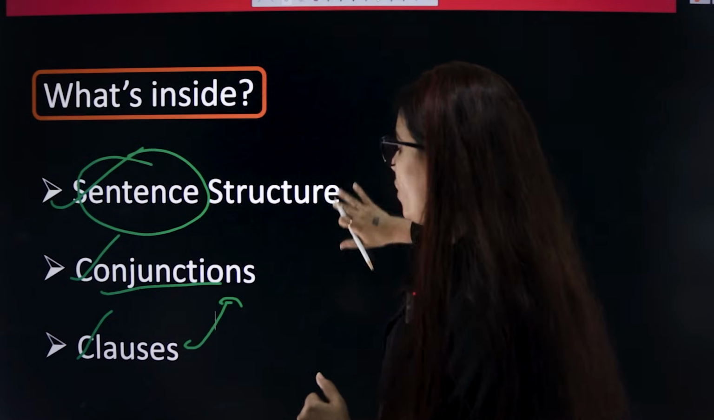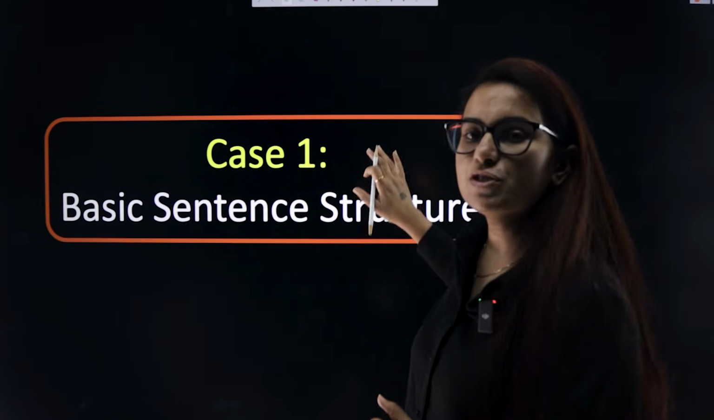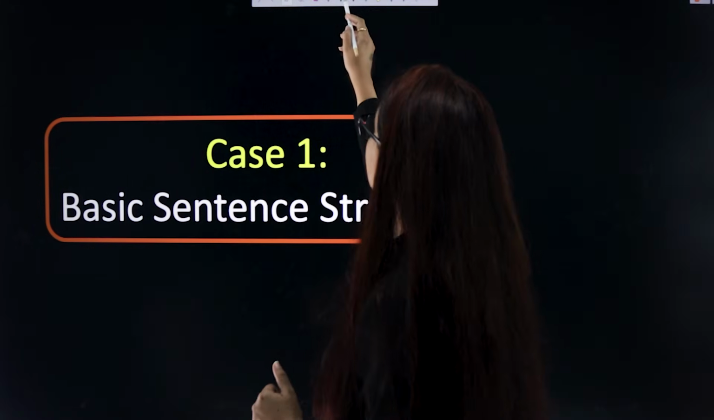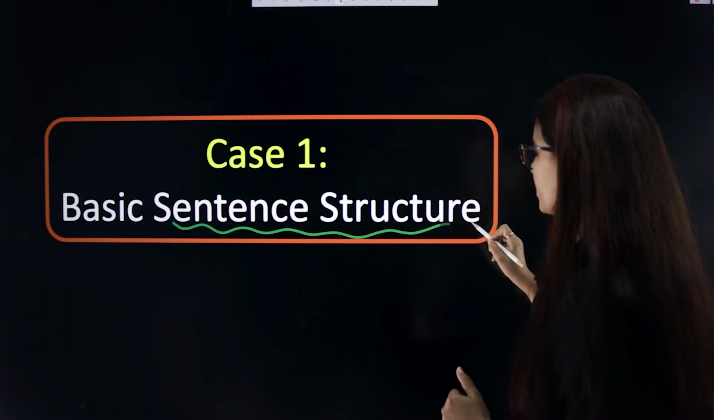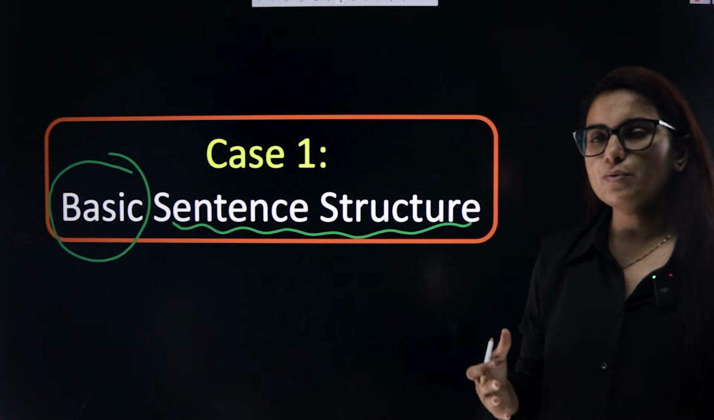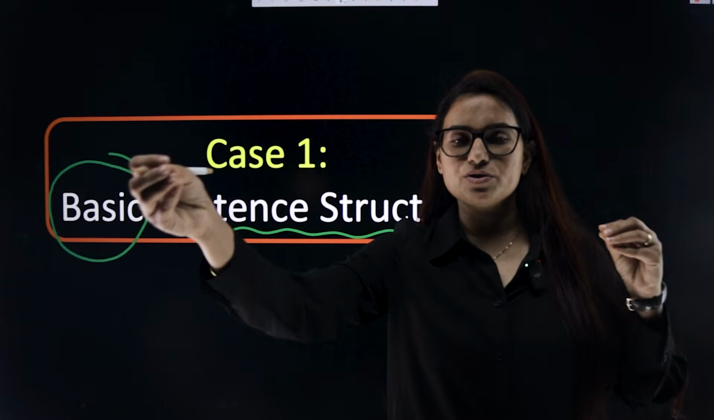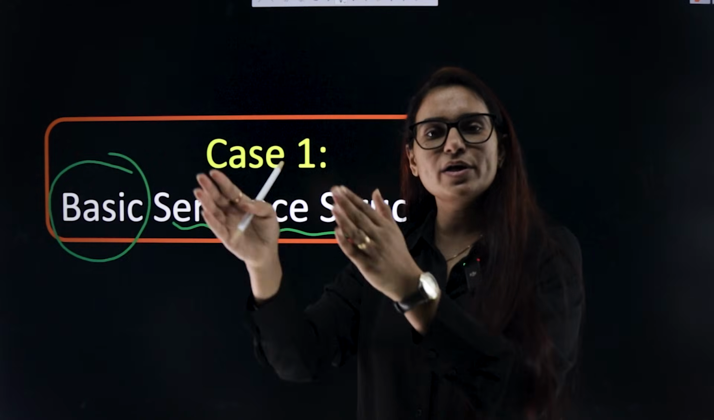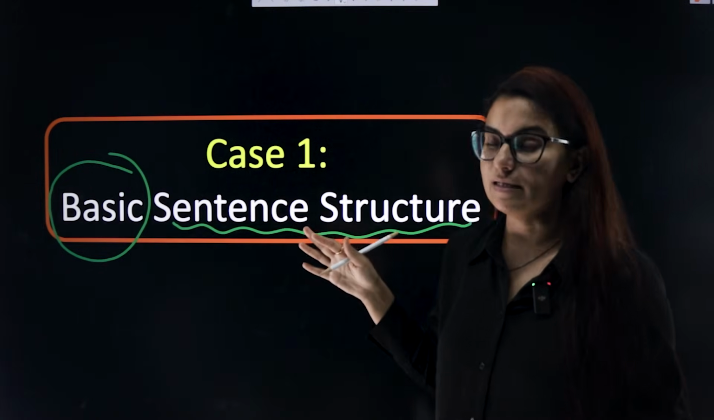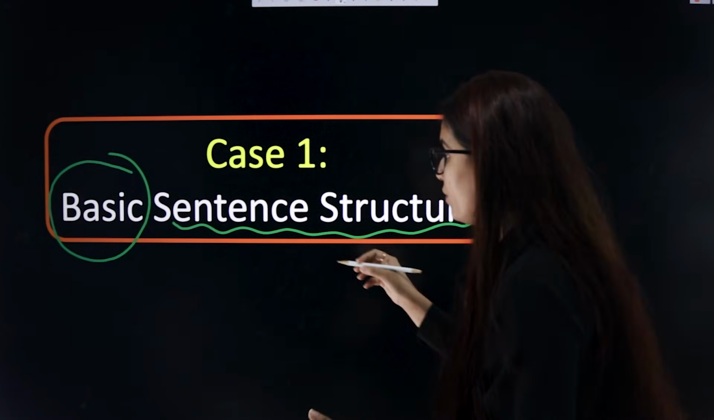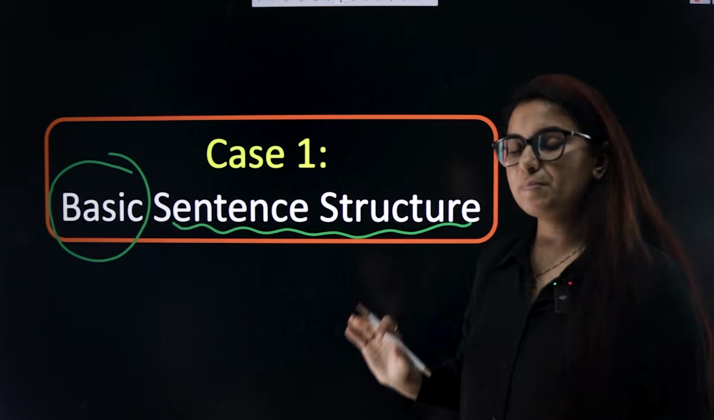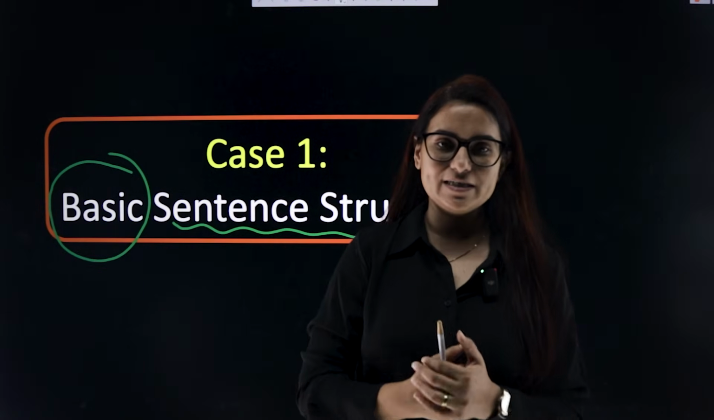Okay, let's talk about the first case, which is basic sentence structure. Before we talk about sentence structure, we need to understand what is the basic sentence structure. If you ask me, Ash, can you give us a simple structure that adds this word first, then this word, and then this word? That would be much better instead of us talking about sentences in detail. That's exactly what we're going to talk about now. We'll be talking about what is the basic formula of a sentence.